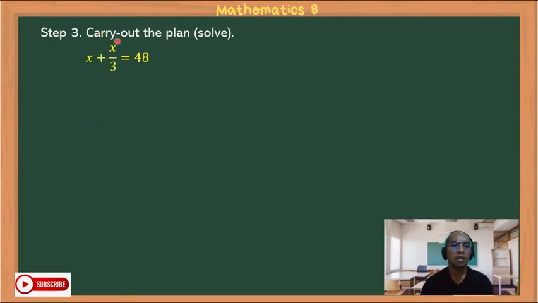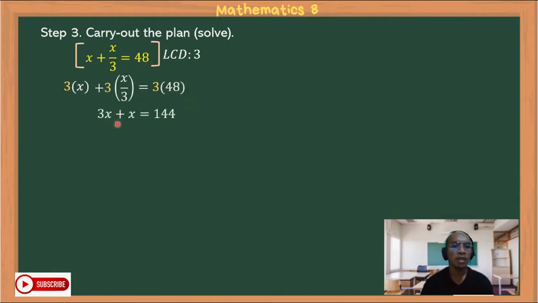In step number 3 of Polya's method, we are now going to solve the problem. So, x plus x over 3 is equal to 48. According to the step that I showed earlier, to solve a problem that involves fractions, we have to get rid of the denominator. To do that, we multiply both sides of the equation by the LCD, which is 3. So distribute 3. So 3 times x, plus 3 times x over 3, is equal to 3 times 48.